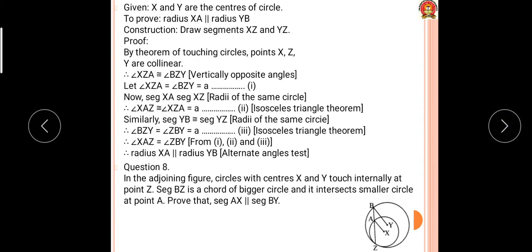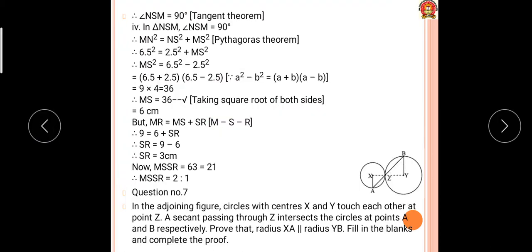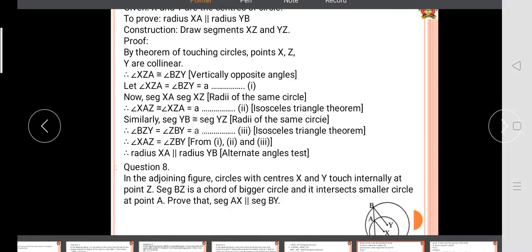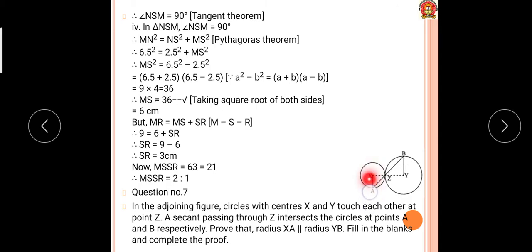Now segments XA and XZ are the radii of the same circle. Yes, obviously. XA and XZ are radii of the same circle. And angle XAZ is equal to angle XZA. Because the radii are equal, XZ is equal to XA, therefore the angles opposite to them are also equal. Similarly, YB is equal to YZ, and therefore angle ZBY is equal to angle YZB.